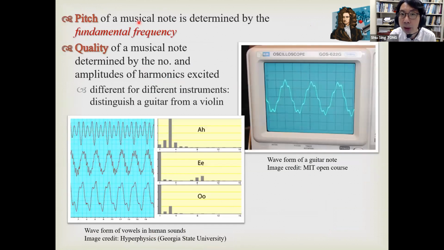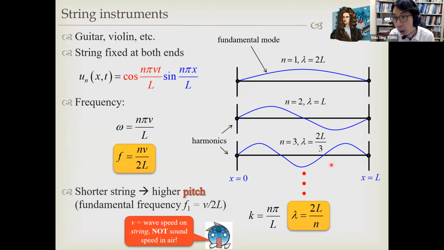Now, the pitch of a musical note, for example, do, re, mi, fa, sol, la, si, do, is determined by the fundamental frequency. So it is this vibration that dominates over the others.